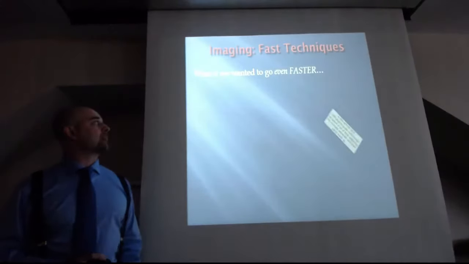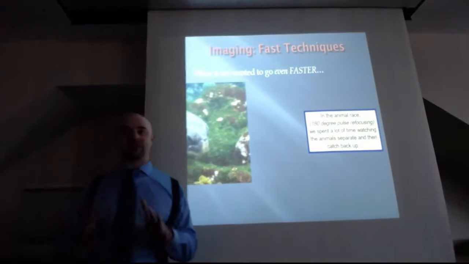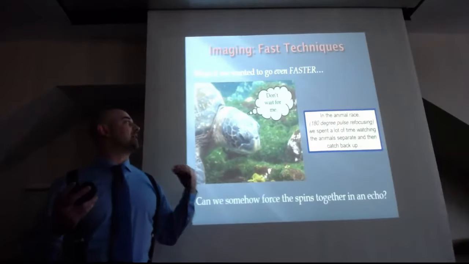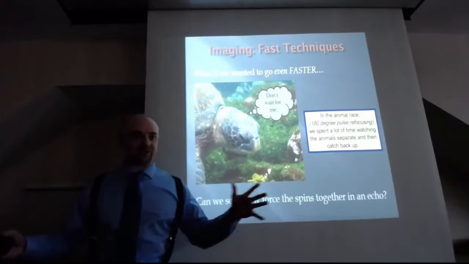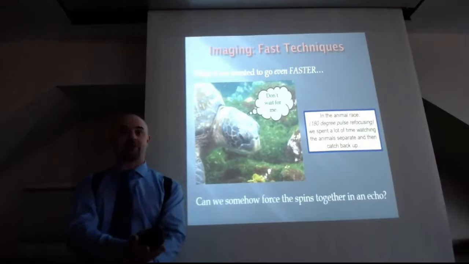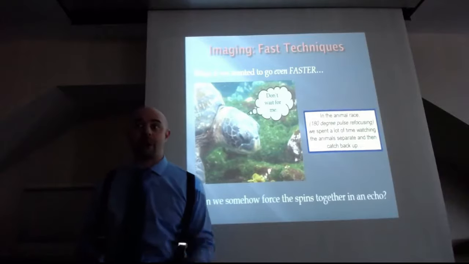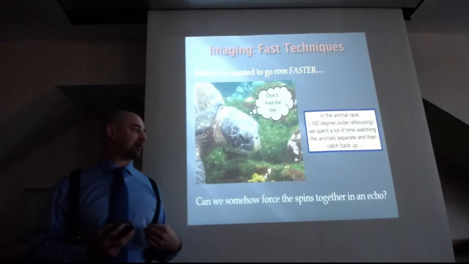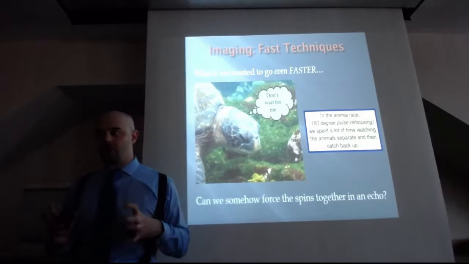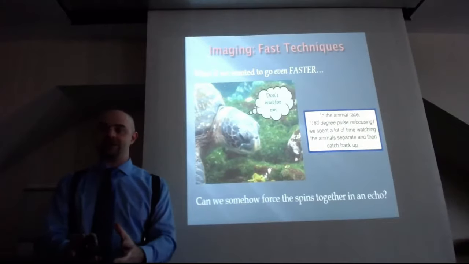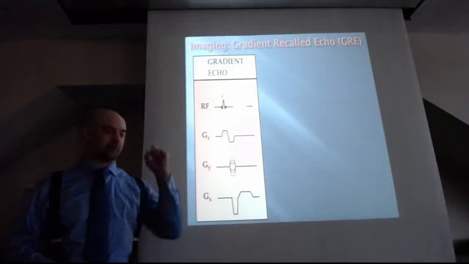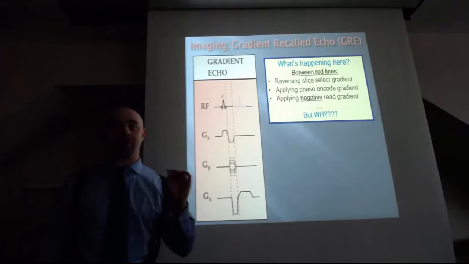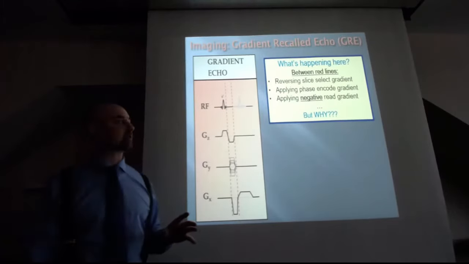Okay. Now, what if we wanted to go even faster? So remember back to the animal race, which, if you didn't see the first few talks, you're probably thinking, like, what the hell is going on? But when we have the slower spins and the faster spins, and then you give the inversion pulse and you wait for them to rephase, you're doing a whole lot of sitting around waiting for those spins to come back into phase before you can image. So you might ask yourself, well, is there a way that we can kind of force the spins to rephase instead of waiting for them to do so? And, of course, the answer is yes. That, in fact, is exactly what gradient echo imaging is, or gradient recalled echo imaging, or GRE. You'll hear it called all 3 things.